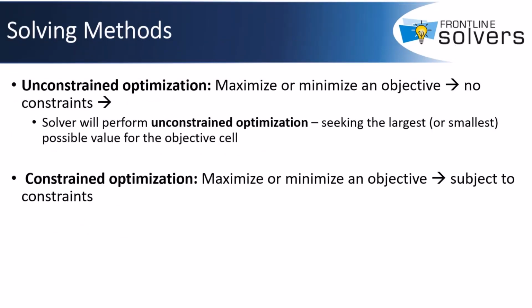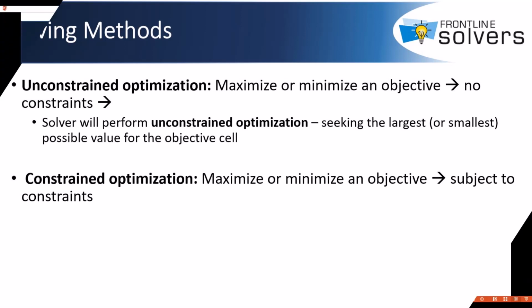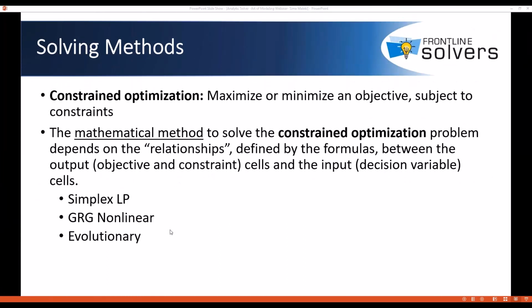If you have an objective and no constraints, solver will perform an unconstrained optimization, seeking the largest or smallest possible value for the objective cell. So here you have just decision variables and an objective. If you want to maximize or minimize an objective subject to constraints, then you have a constrained optimization. In this case, mathematical methods needed to solve this optimization problem depend on relationships defined by your formulas between your objective, constraints, and input, which are the variable cells, or decision variable cells.